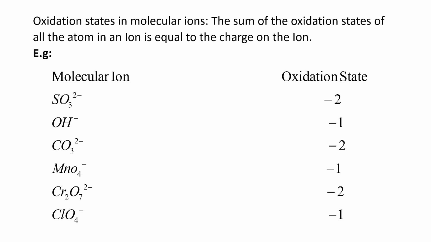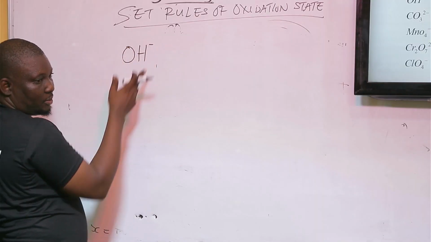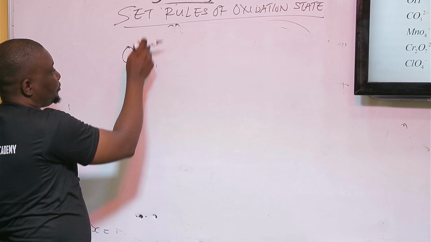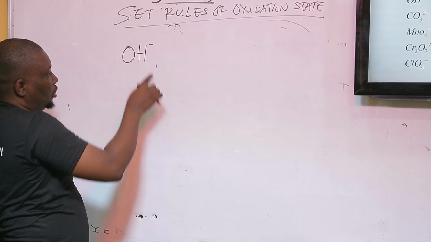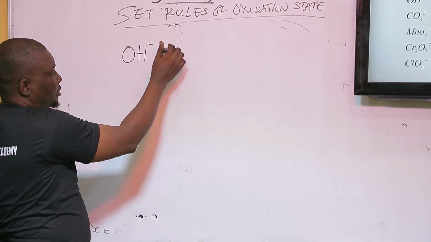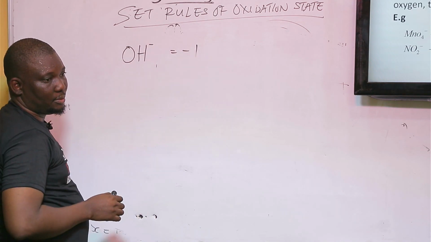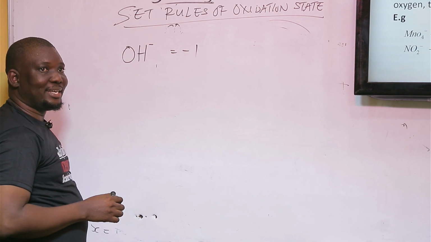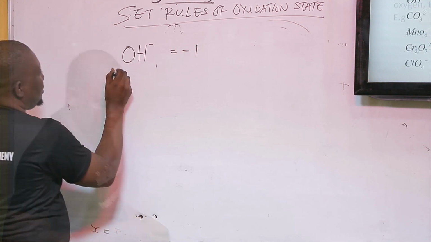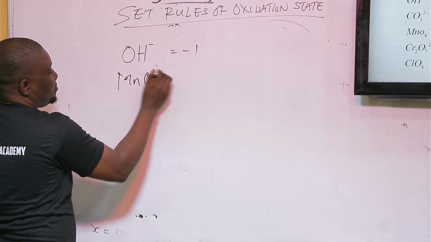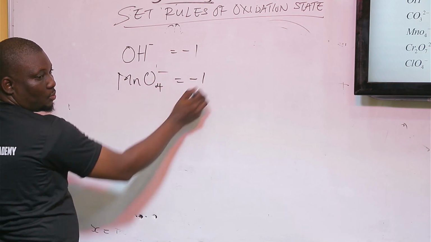Okay, you are aware that the oxidation state of oxygen is always -2, isn't it? So if you look at this molecular ion, OH, of course, this is going to be OH minus. The sum of both of them is -1. How? -2 plus 1 is -1. So the oxidation state of OH minus is what? -1. Are you with me now? The oxidation state of MnO4 minus is what? -1.